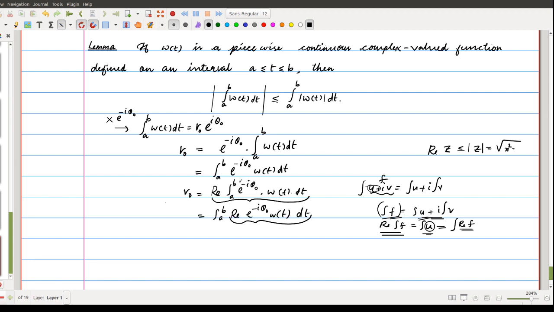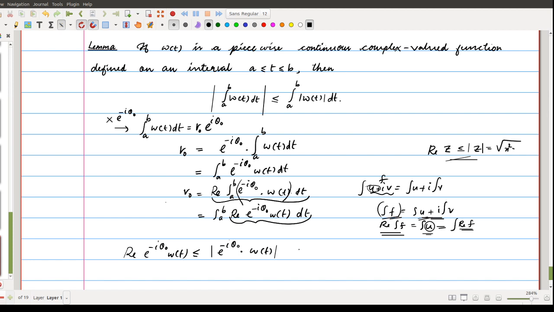If we take this as our complex function f, then the real part of integral f can be written as the integral of the real part of this whole quantity. Now we observe what the real part of e to the power minus i theta naught times omega of t is. We use this result: real z is always less than or equal to mod z. So real z is always less than or equal to the modulus of e to the power minus i theta naught times omega of t.